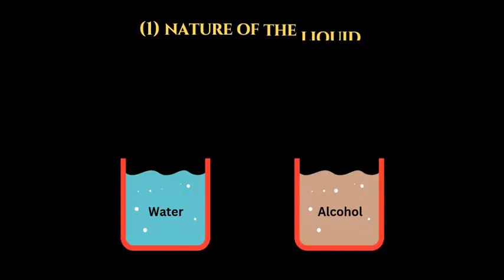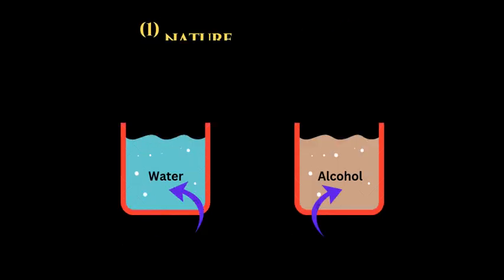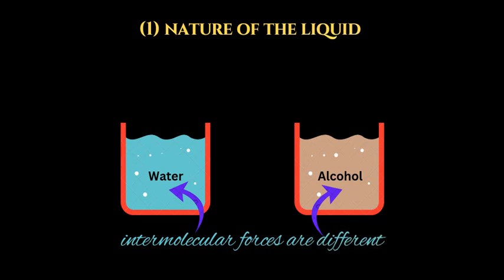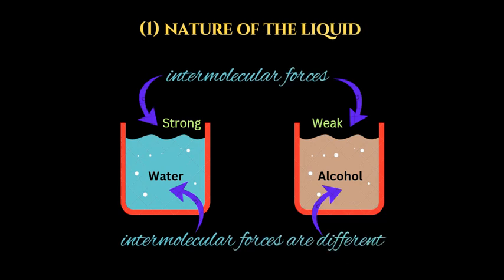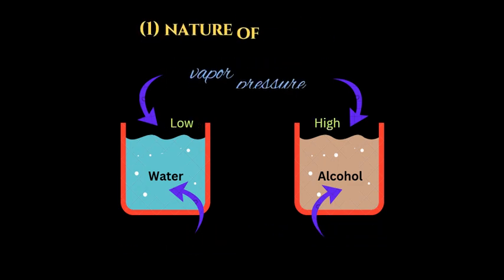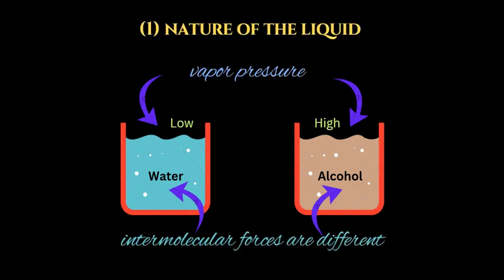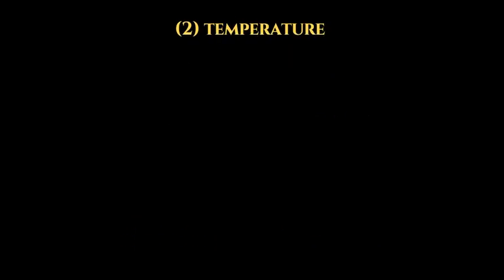First, the nature of the liquid. Different liquids have varying strengths of intermolecular forces. For example, water molecules are held together by hydrogen bonds, a strong intermolecular force. This means fewer molecules can escape into the vapor phase, resulting in lower vapor pressure. Alcohol, on the other hand, has weaker intermolecular forces, making it evaporate more easily and giving it a higher vapor pressure. The second major factor is temperature.